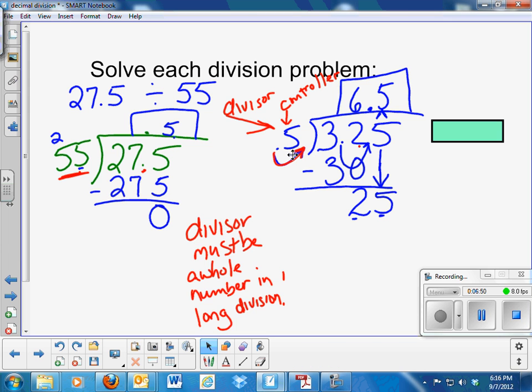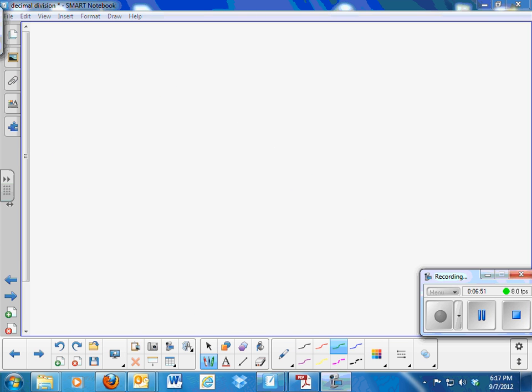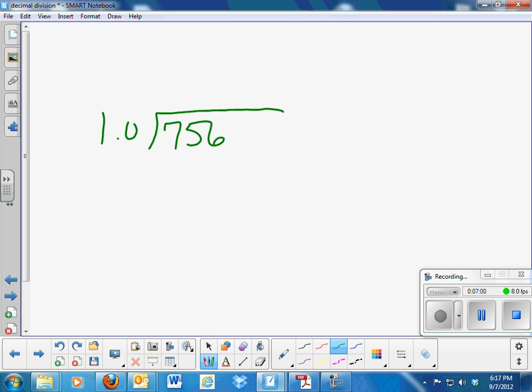I'm going to very quickly go through one last example. I'm going to divide the number 756 by 1 8/10. Again, we're looking at our controller number out here, this divisor, and we have to move it over 2 places. We have to multiply it by 10 2 different times in order to get my divisor to be a whole number.